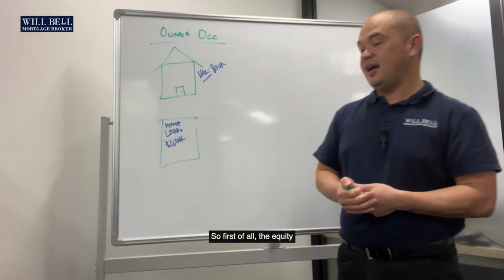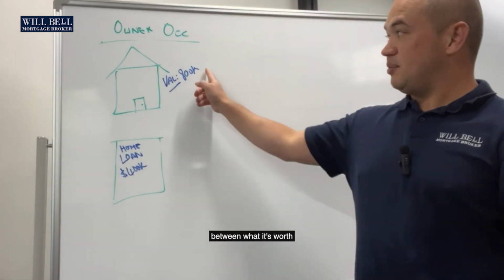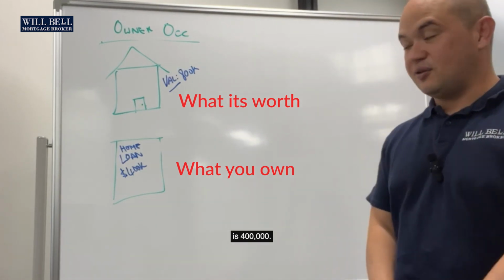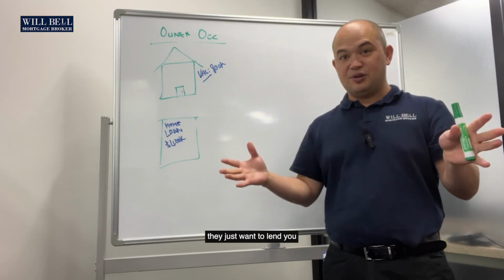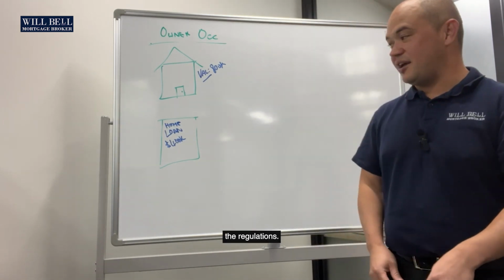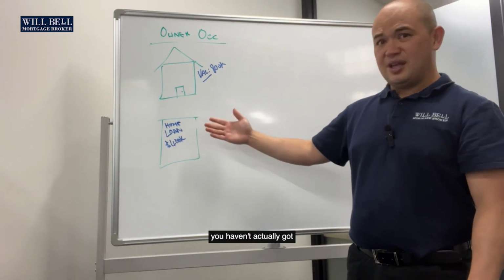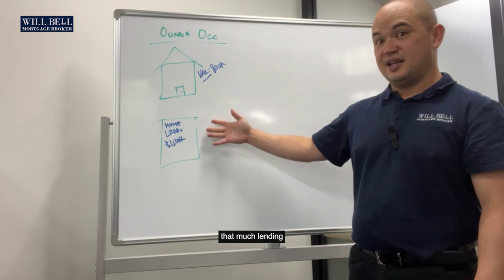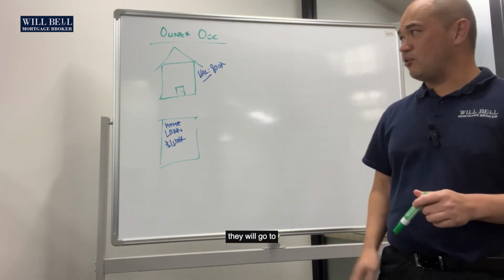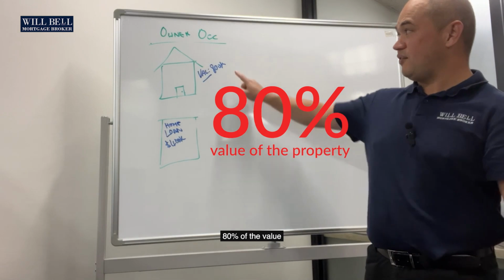So first of all, the equity, basically it's the difference between what it's worth and what you owe on it. So the net value of it is $400,000. The bank, they just want to lend you as much as possible. Obviously, they've got to lend you money within the regulations. But from the bank's point of view, you haven't actually got that much lending compared to the value of the property. So standard bank rules, they will go to 80% of the value of the property.